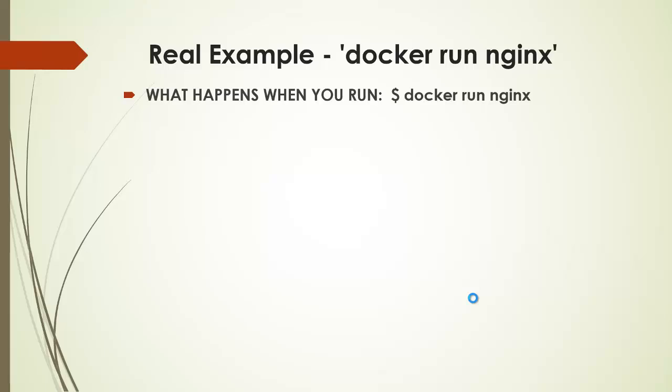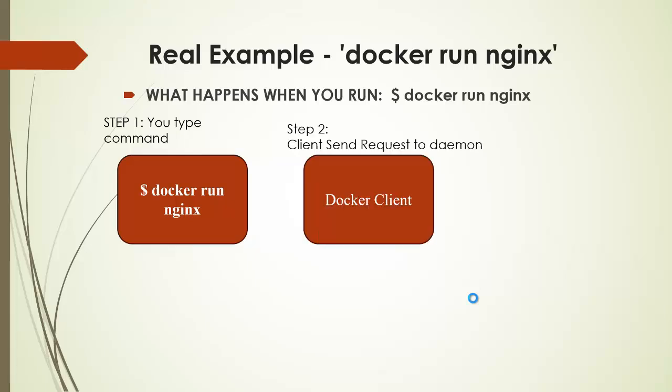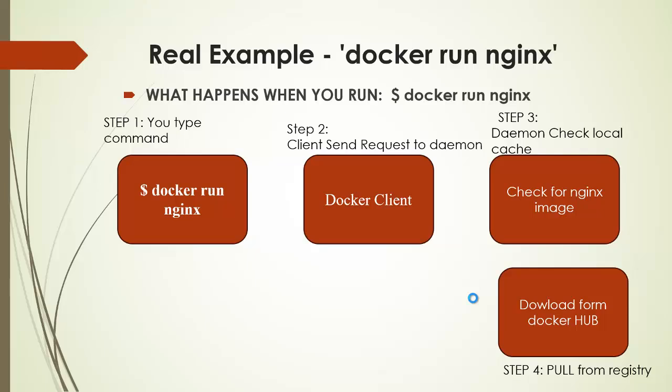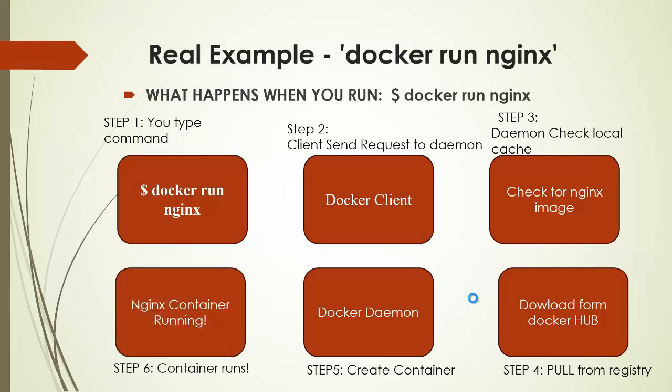Real example: docker run nexus. What happens when you run docker run nexus? As we have already seen, first in the Docker client we run this command. The client sends the request to the daemon, which checks for a local cache. It will not be found in the local cache, so it gets the nexus image from Docker Hub. It pulls from the repository, creates a container for us, and the container runs.